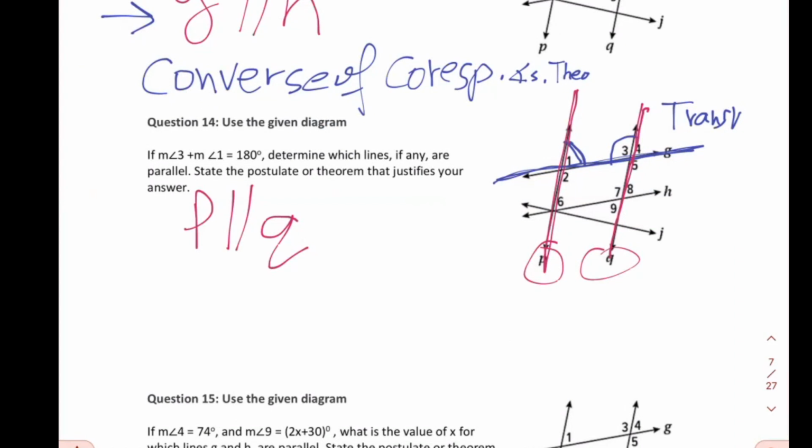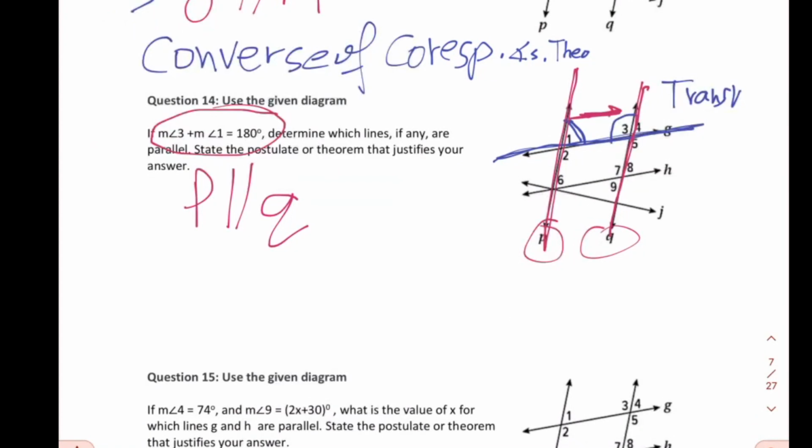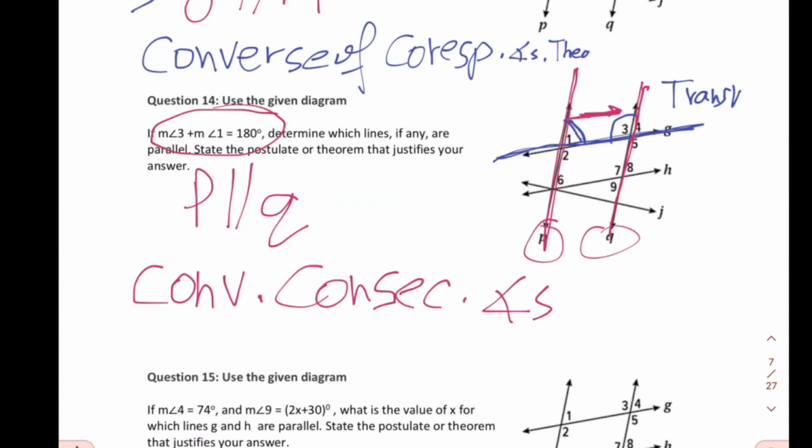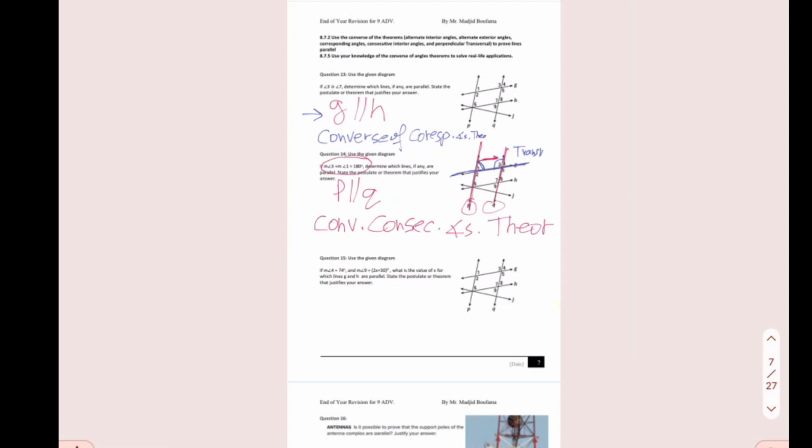Reason: these two have the sum of 180. We call them consecutive, these two, 1 and 3. So we say converse again, because we prove parallel. So converse consecutive angles theorem. That's it. Okay.